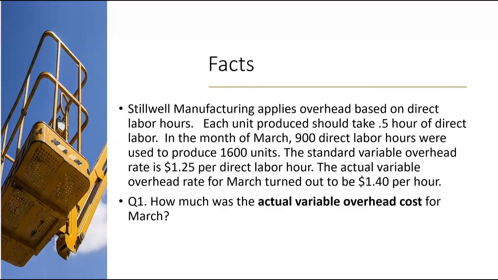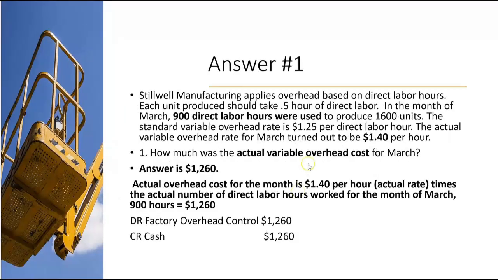Here's question 1. How much was the actual variable overhead cost for the month of March? So what was spent on variable overhead for the month of March? Well, they tell us that the actual overhead cost turned out to be $1.40 per hour. And if you multiply that times the actual number of direct labor hours worked for the month, 900 hours they told us were worked, you would get what was spent on variable overhead for the month of March, $1,260. That's not a variance, that's the actual amount of variable overhead cost.